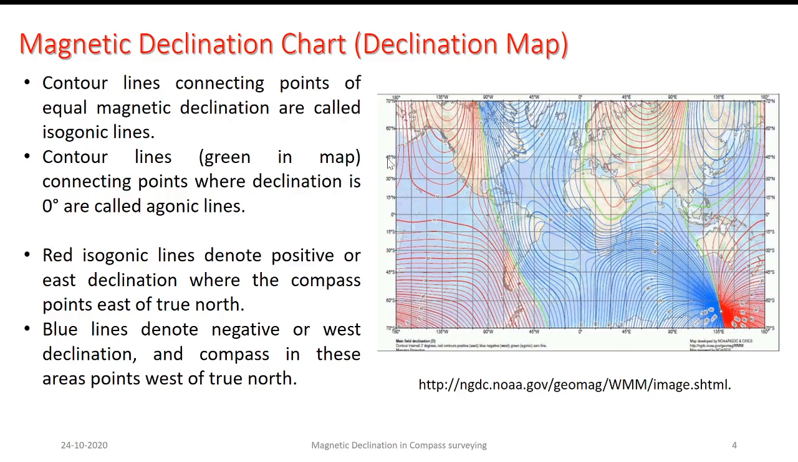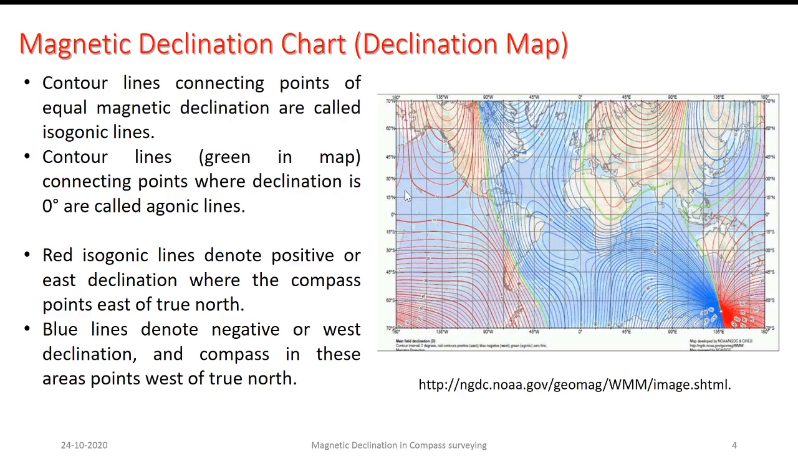Just two definitions of some common interest. The contour lines which are connecting the points of equal magnetic declination are called isogonic lines. Whereas the contour lines which are connecting the points where the declination is 0 degrees, that is, the magnetic north direction and the true north direction are one and the same, are called agonic lines.